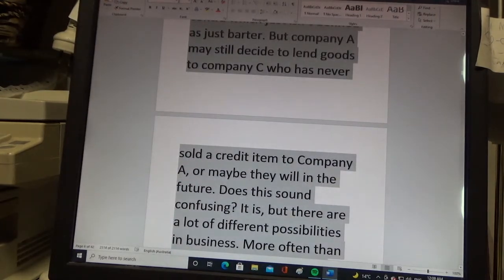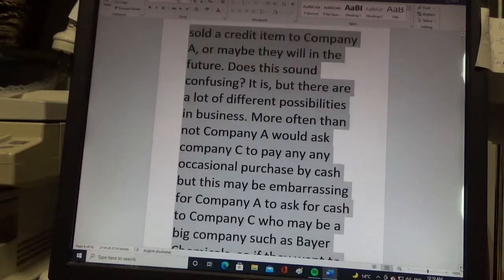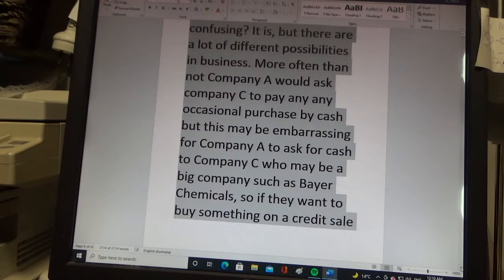But Company A may decide to lend goods to Company C, another company who has never bought on credit from Company A. Does this sound confusing? All I'm trying to say is there are a lot of different possibilities. Sometimes Company C would like a receivables type transaction when they've never even dealt with you before, but they're so big and substantial in the market that you wouldn't refuse, because they could go elsewhere and it could cost a lot of transactions in the account.